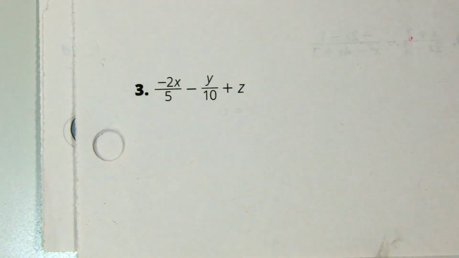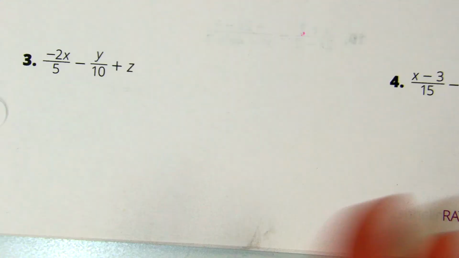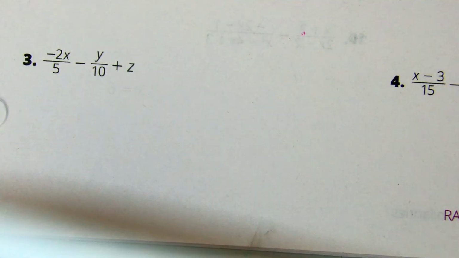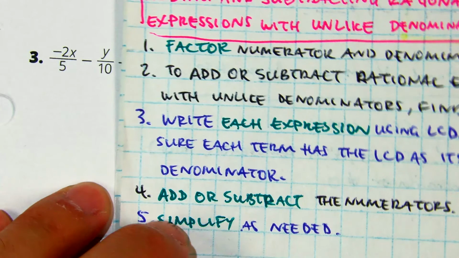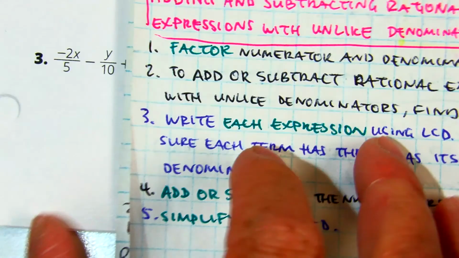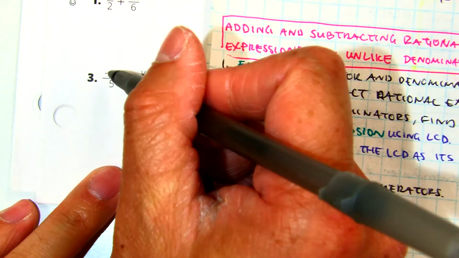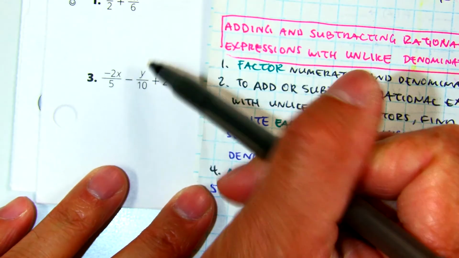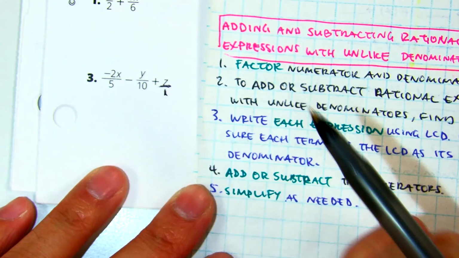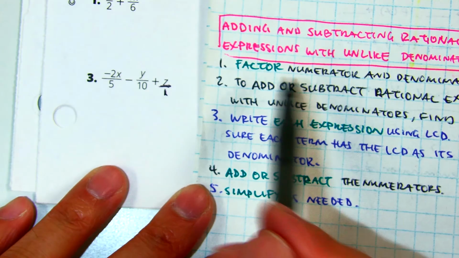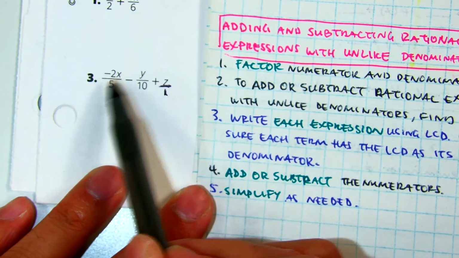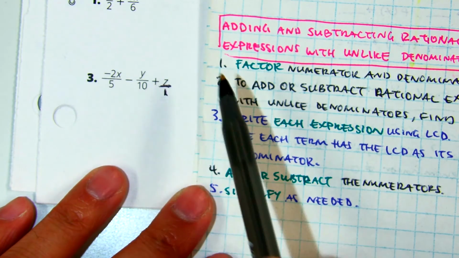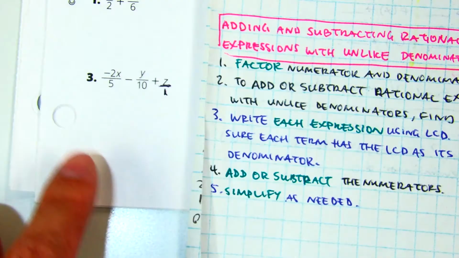Alright, so let's calculate each sum and difference, and then we'll simplify our answer. To do that, we're going to use the steps that we just wrote down. I'm going to factor the numerator and denominator. We talked about how you have three expressions, 1, 2, and then this is my third one, z over 1. Now, they are essentially factored, but I want you to write the factors, or the prime factors, of the denominator.